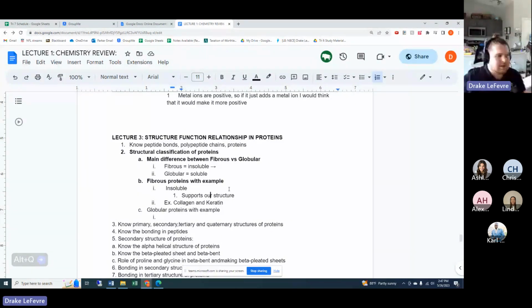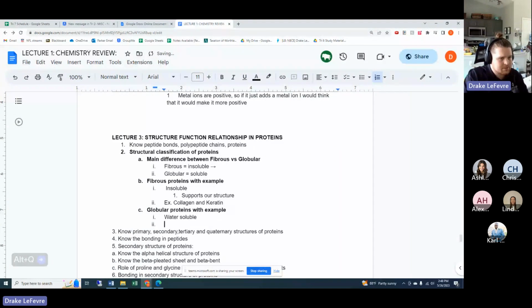So that's what understanding that fibrous proteins are insoluble will give you: it's the support to our structure. And the collagen and the keratin are the best examples of that. Okay, so globular proteins, these ones are water soluble. Best examples, myoglobin and hemoglobin.